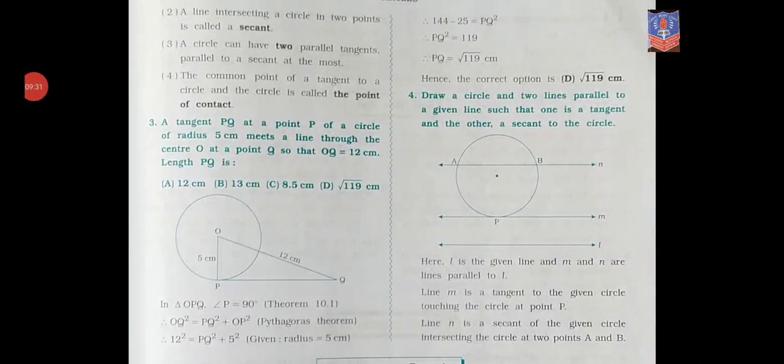Second blank: a line intersecting a circle in 2 points is called a... we all know, students, we saw the definition, right? A line intersecting a circle in 2 points is called a secant. Okay, if it touches at one point then it is a tangent, and if it is intersecting a circle in 2 points then it is called a secant.